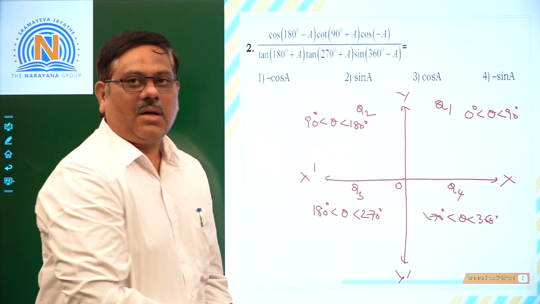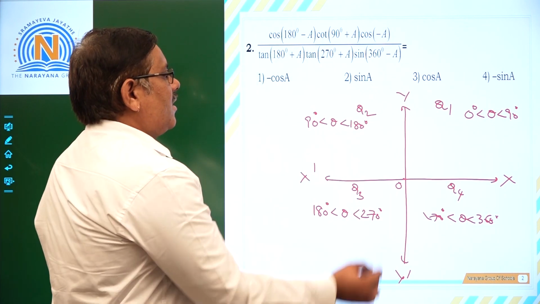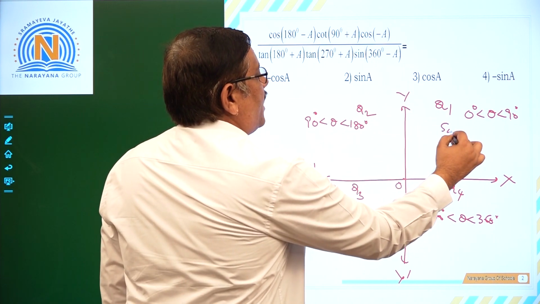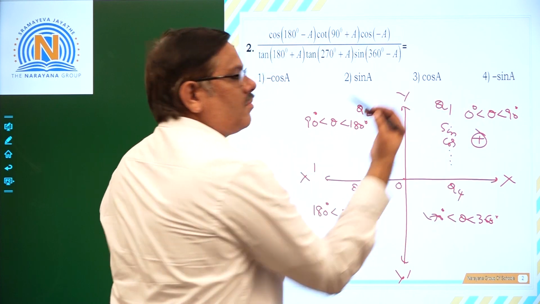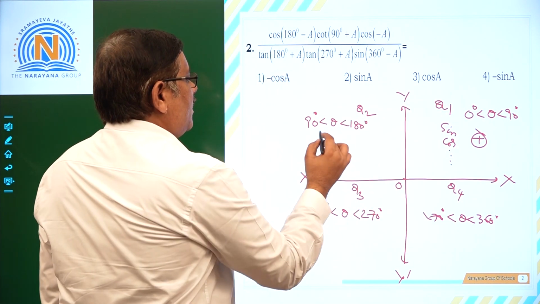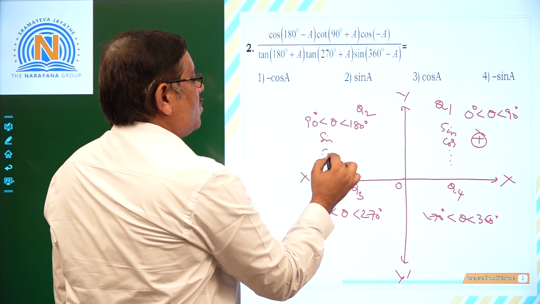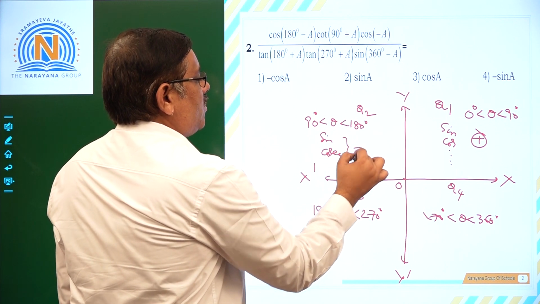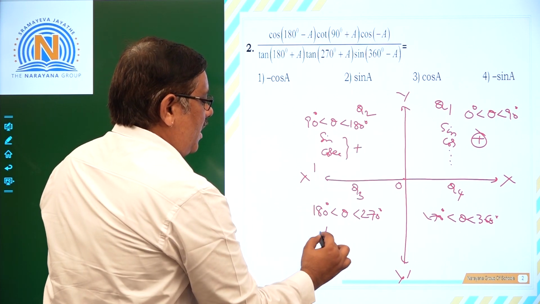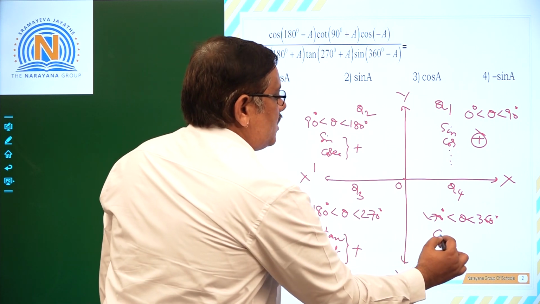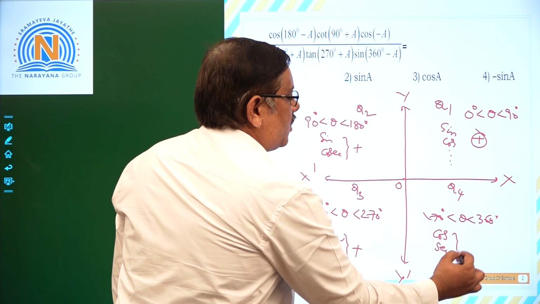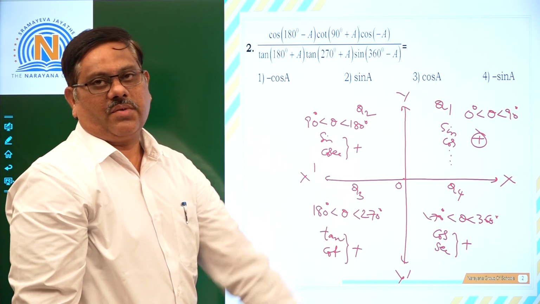This is the second observation. Third thing, here all trigonometric ratios, sine, cos, etc., are positive. That is the next point. Here, sine and cosecant are positive. Only these two are positive. Here, tan and cot are positive. Here, cos and its reciprocal secant both are positive. This is the next observation.